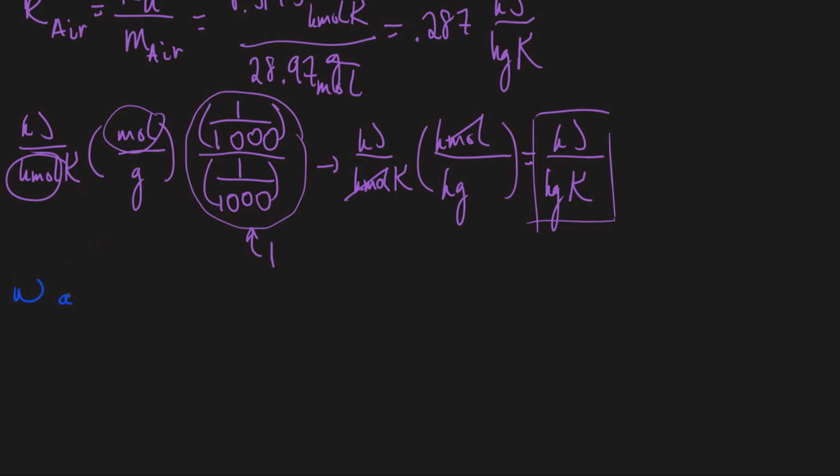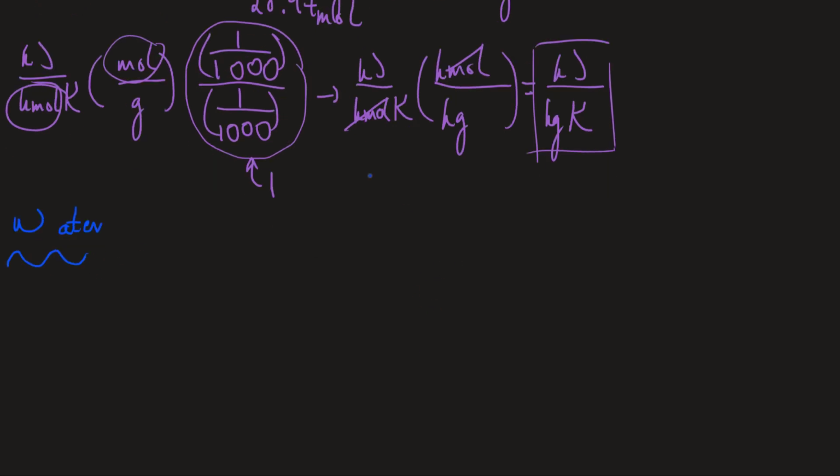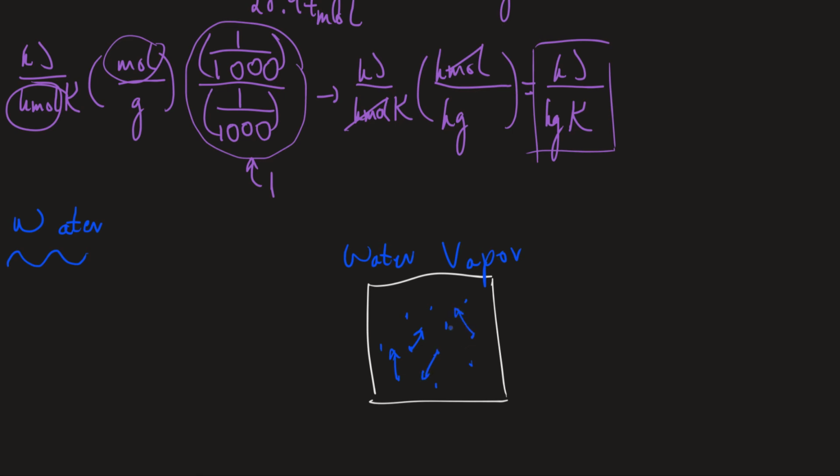So water. If we imagine water in a box, and let's say that water vapor is in this box. Water vapor is a gas, and we know gases will behave like an ideal gas. So the molecules are moving randomly. The volume of the molecules is much smaller than the volume of the entire gas. And we know that the ideal gas law applies.